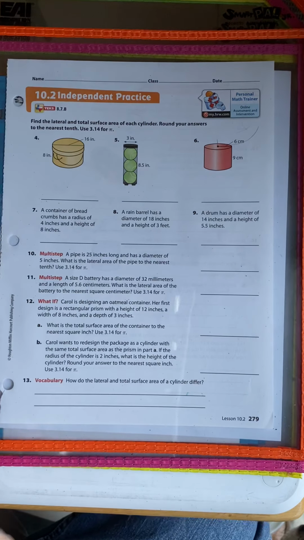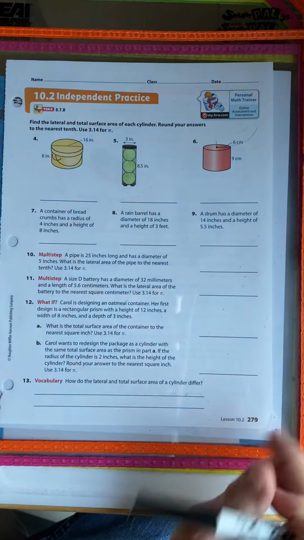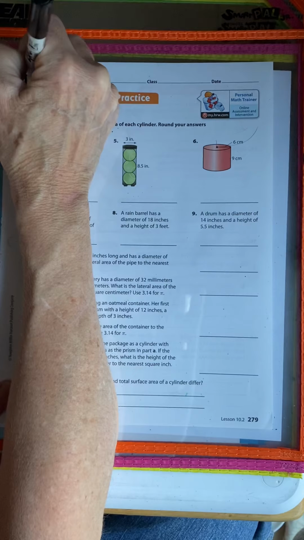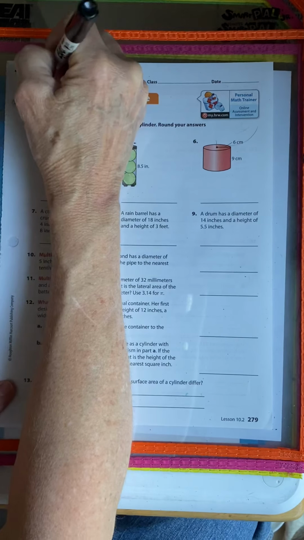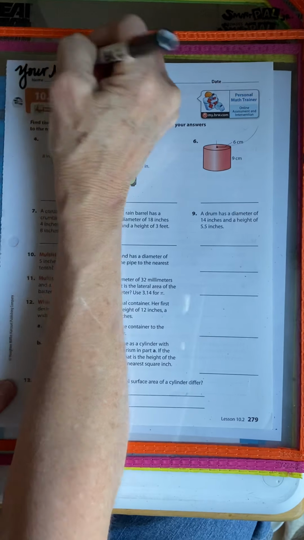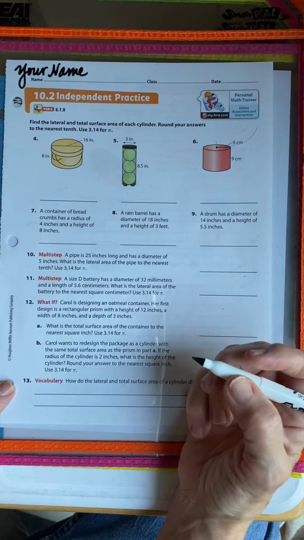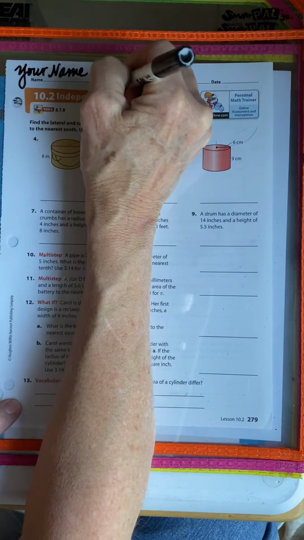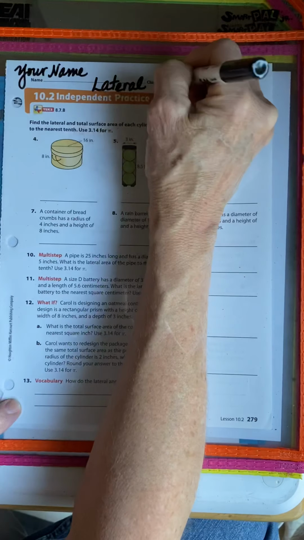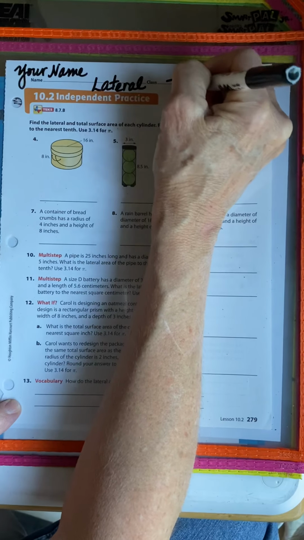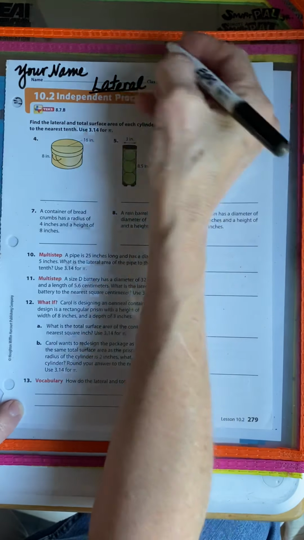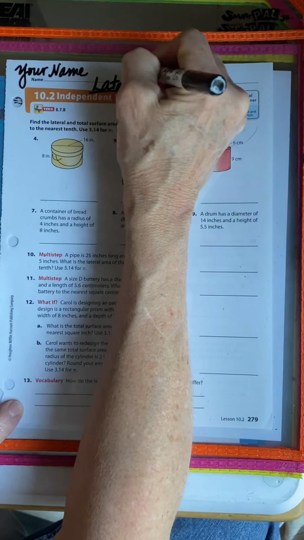Okay, at the top, let's go ahead and write your name right up here. Would be great. But let's write our two formulas for lateral and total surface area of cylinders. Okay? Cylinders.